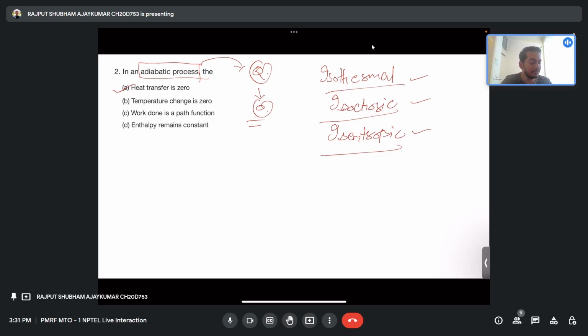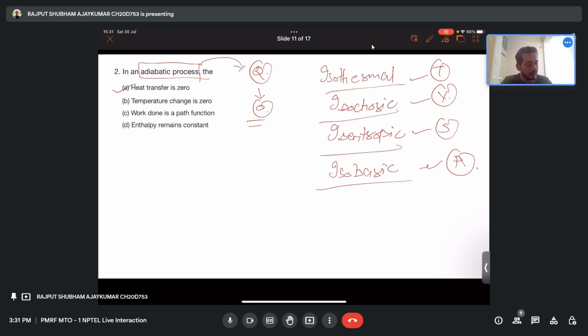So in case of isothermal, the temperature is constant. In terms of isochoric, that is a constant volume system, and in terms of isentropic, that is constant entropy. Whereas in case of isobaric, I will say there is a constant pressure. So these are some of the terms you might have to remember during the course. Although it may come directly or indirectly, I don't know, but it may come at some point. So these things you have to remember from the first day itself.